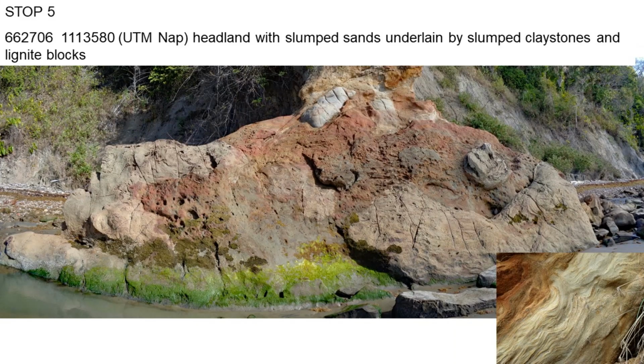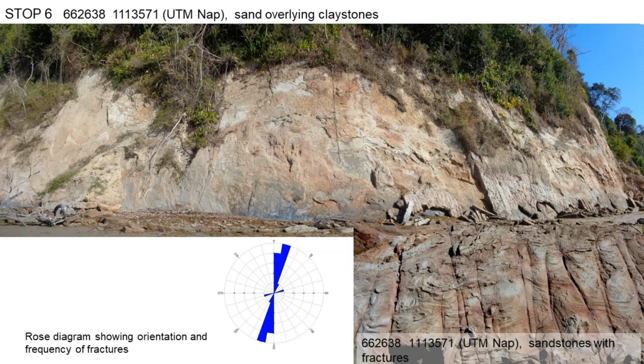At stop 5, we have a headland of slumped sands underlain by slumped claystones and lignite blocks. The large rounded sandstone blocks are the result of differential erosion. At stop 6, we have a striped parallel view of sands. The uppermost unit consists of slumped sands that are affected by numerous north-northeast to south-southwest fractures.